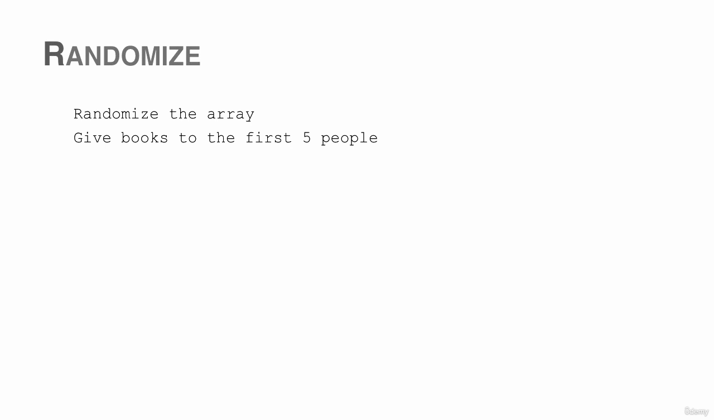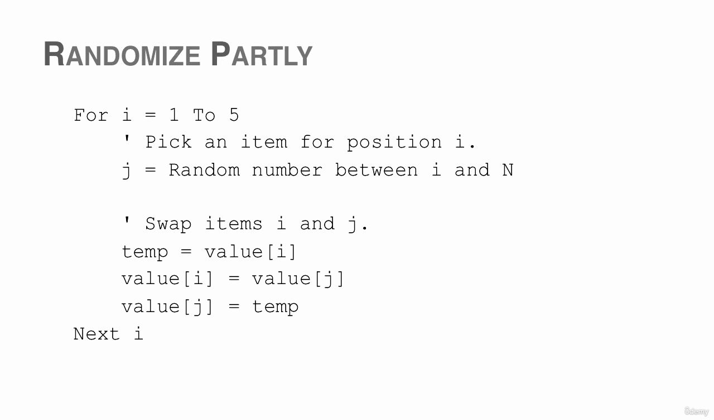For example, if 10,000 people sign up to win a book, you randomize a lot of items that you never use. Here's a version of the array randomization algorithm that only randomizes the first 5 positions. This is the same as the original algorithm, except it stops when it has filled the first 5 positions, so it saves some time. Of course, in a real program, you would probably want the value 5 to be a parameter, so you could randomize as much or as little of the array as you wanted.